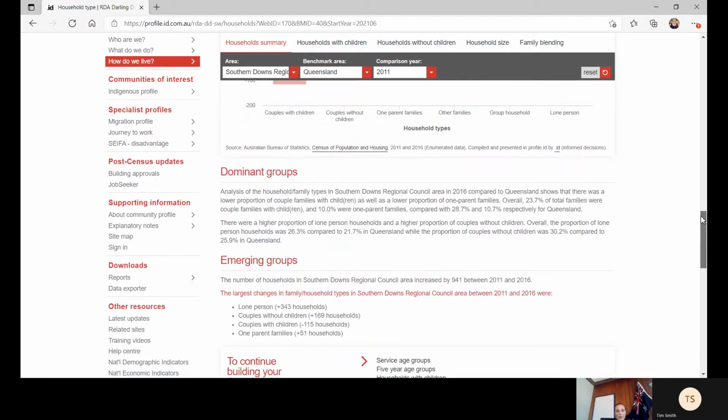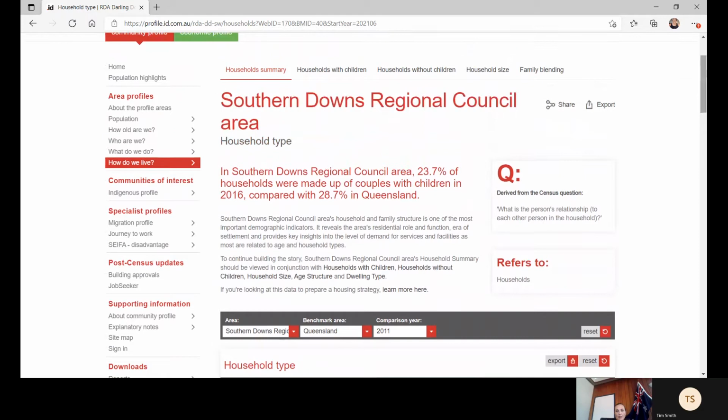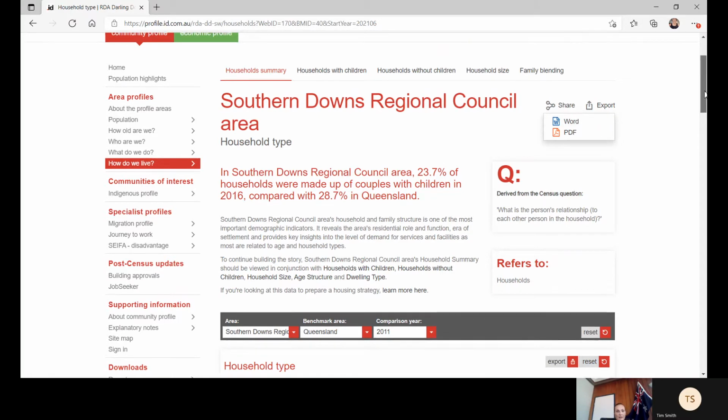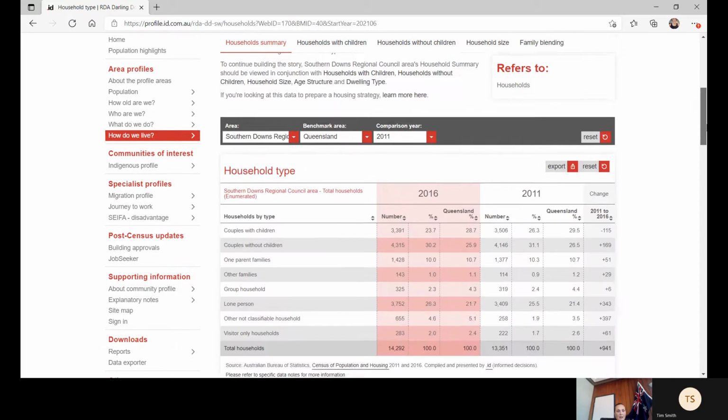Once again, that dominant and emerging groups analysis. And when we come up here, guys, you can actually export the entire page into Word or PDF. So we have lots of community groups that will come to us and they'll actually just export a page and put it into their grant application. And it's full of all the information that you need. My advice is to do it in Word and then you can take out the bits that you don't need.